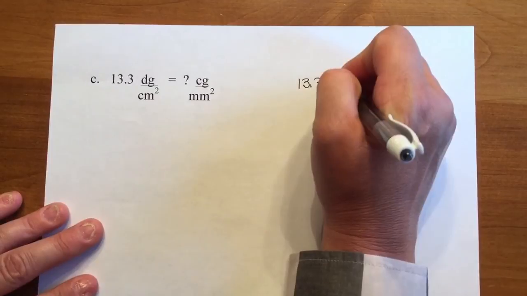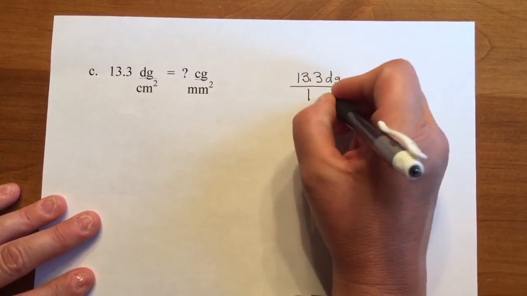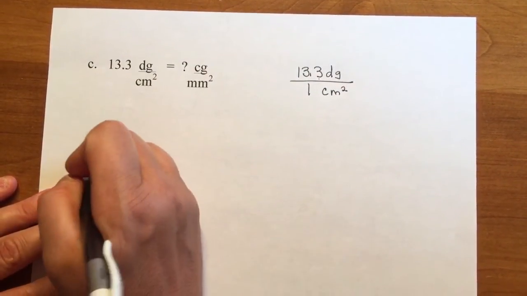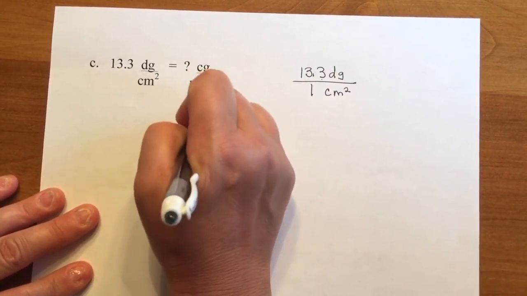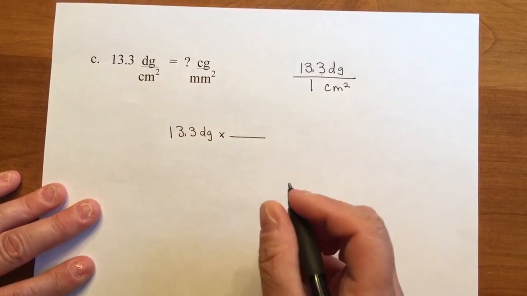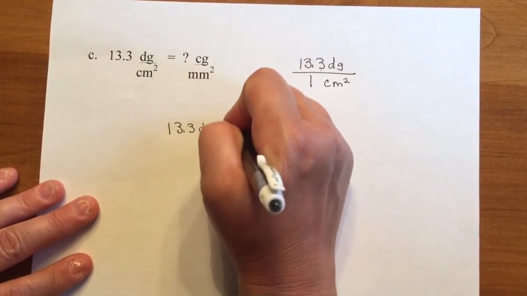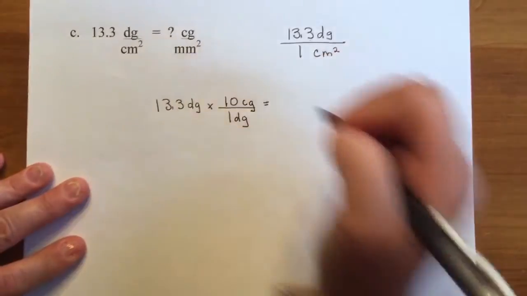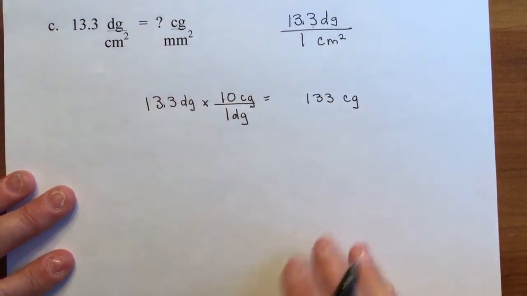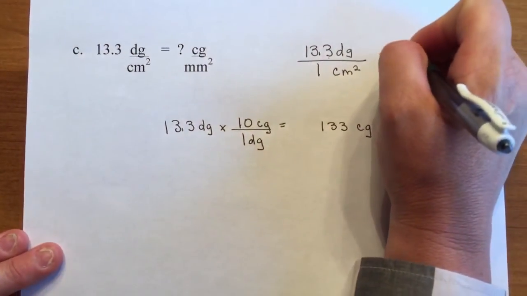Remember, 13.3 decigrams per centimeter squared is the same as that over 1 centimeter squared. So first we're going to look at the 13.3 decigrams. We're going to convert it to centigrams. Remember, in 1 decigram there are 10 centigrams. So we multiply that out and we get 133 centigrams. So now we've taken care of the top part and we've converted it to centigrams.